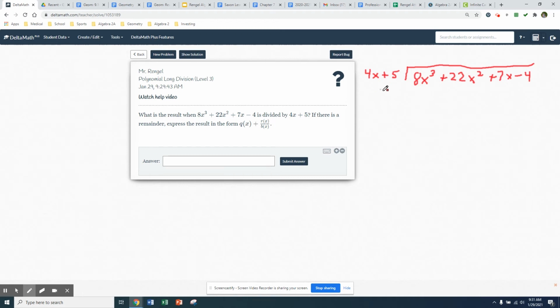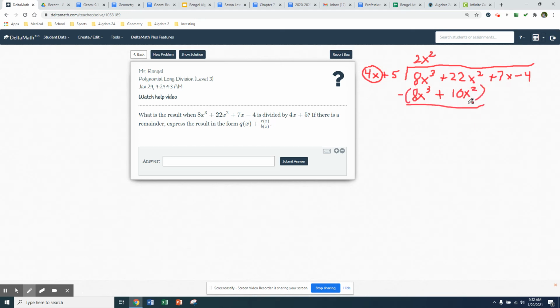We've got a binomial, and remember just to worry about this 4x. So we're always trying to multiply 4x to match and cancel out this first term. So in order to get to 8x cubed, I'm going to multiply by a 2x squared because 2 times 4 is 8. And then x squared times x is x to the third. Then I'll distribute. 2 times 5 is 10, and then the x squared comes along, so that would be a 10x squared. And we're ready to subtract.